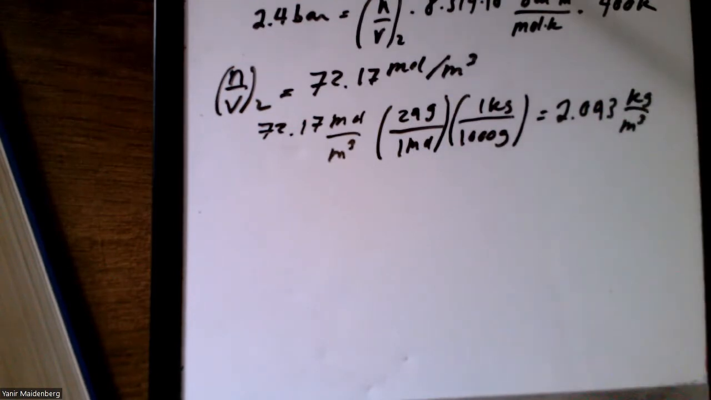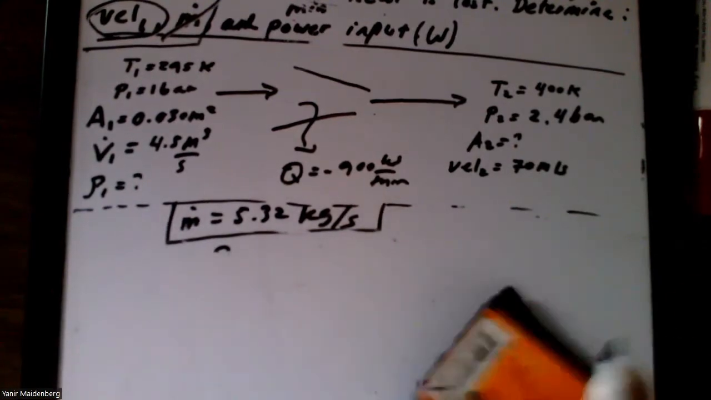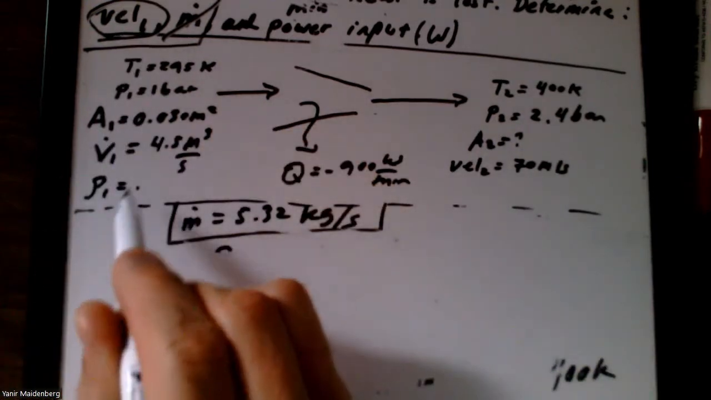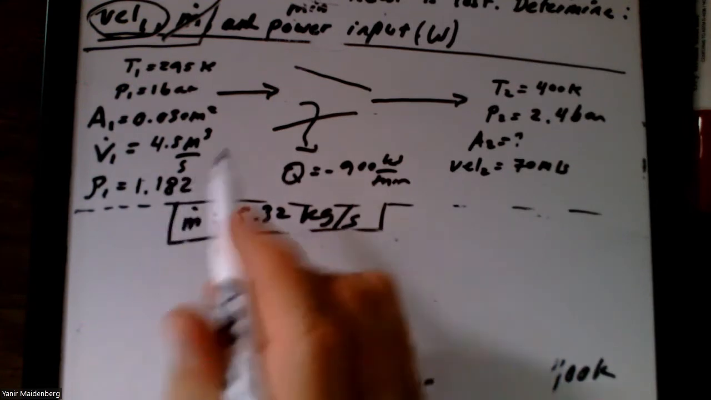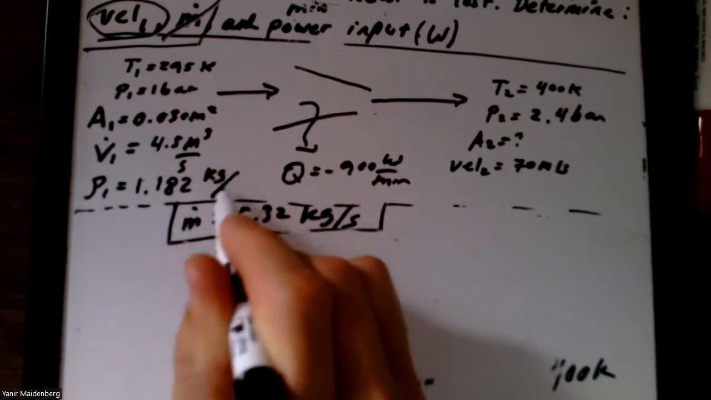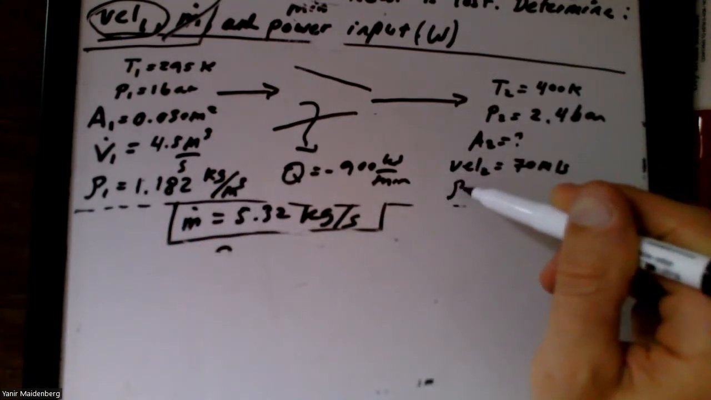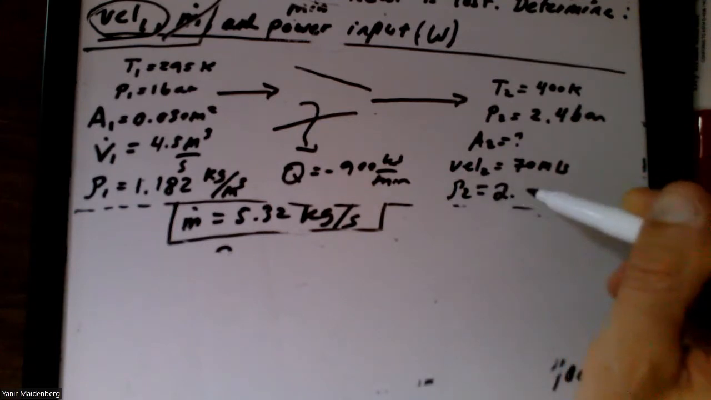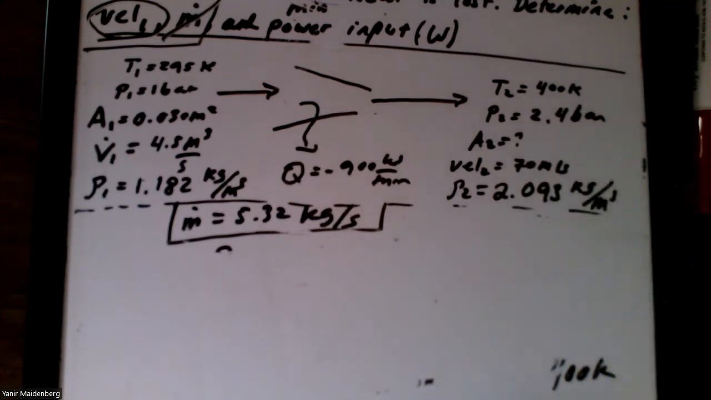So now I have both densities. I didn't record the other one. I'll just put that in right now. I know from before, I just forgot to write it down, that my initial density is 1.182 kilograms per meters cubed. And my final density, rho 2, I just calculated a second ago, it goes up to 2.093 kilograms per meters cubed.